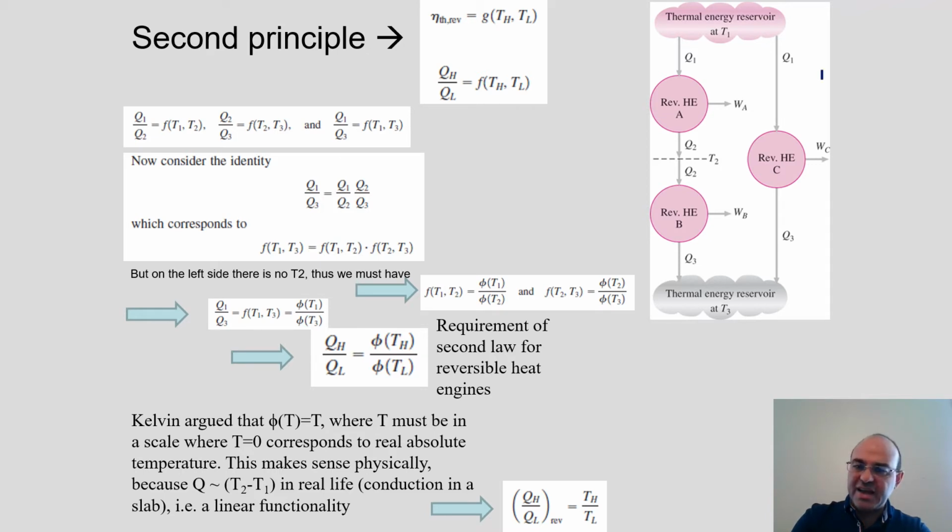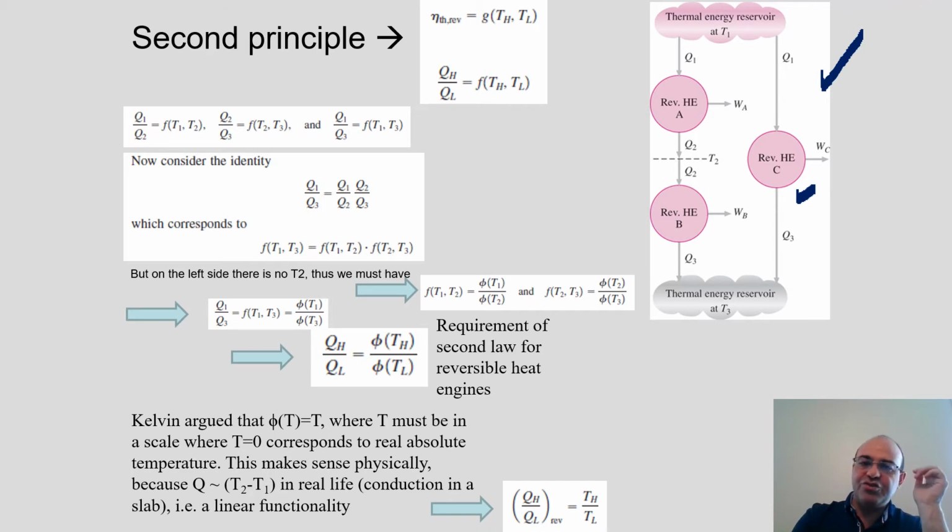Starting from the proof that QH over QL is equal to TH over TL, we need to consider 3 heat engines, all of them reversible. One operates between T1 and T3 as source and sink, which would be heat engine C. Another operates between T1 and an imaginary temperature T2, and the third operates between the imaginary temperature T2 as the source and the temperature T3 of the sink.